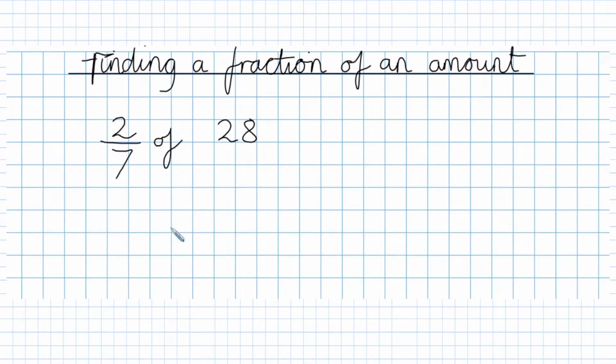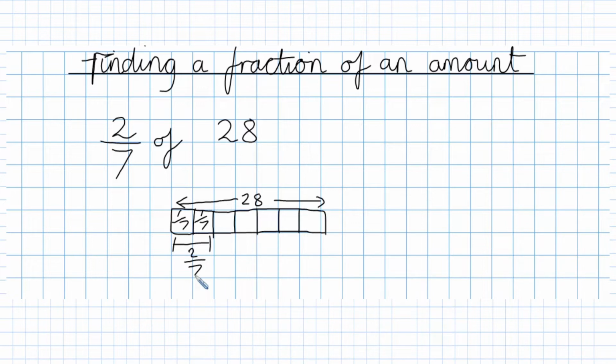So today we're going to review finding a fraction of an amount, and there'll be some levelled questions. So just to remind you, in case it's gone out of your mind, we do know the rule, but I'm just modelling this for you. So I've drawn a bar model, and the whole represents 28, and there are 7 parts. Each part is 1/7, and we're going to be finding 2/7, 2 of the 7ths.